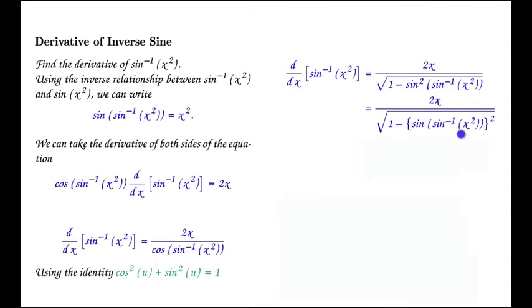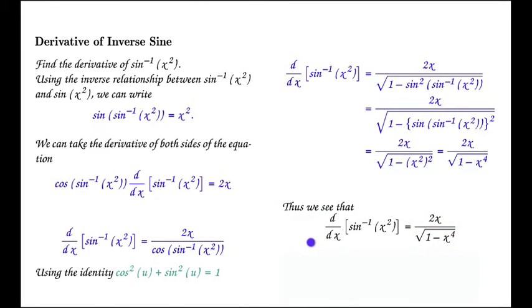Now we have a formula for this, and it's right here. We see that the sine of the inverse sine of x squared is simply equal to x squared. So replacing, we get 2x over the square root of 1 minus the quantity x squared squared, which is 2x over the square root of 1 minus x to the fourth. So this is what we solved for.